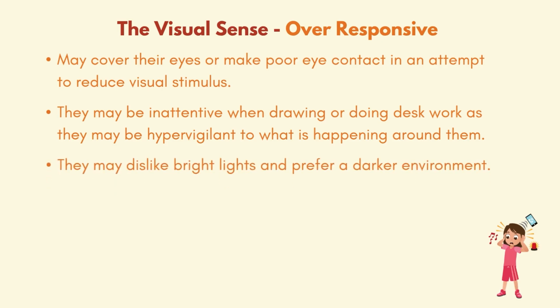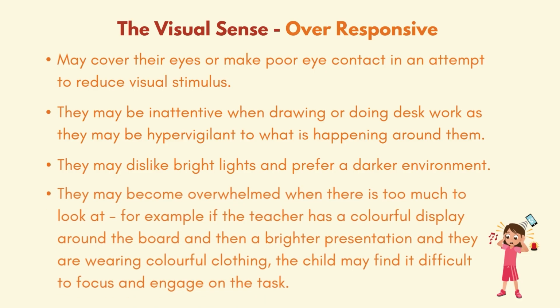They may dislike bright lights and prefer a darker environment. They may become overwhelmed when there is too much to look at. For example, if the teacher has a colourful display around the board and then a brighter presentation and they are wearing colourful clothing, the child may find it difficult to focus and engage on the task.